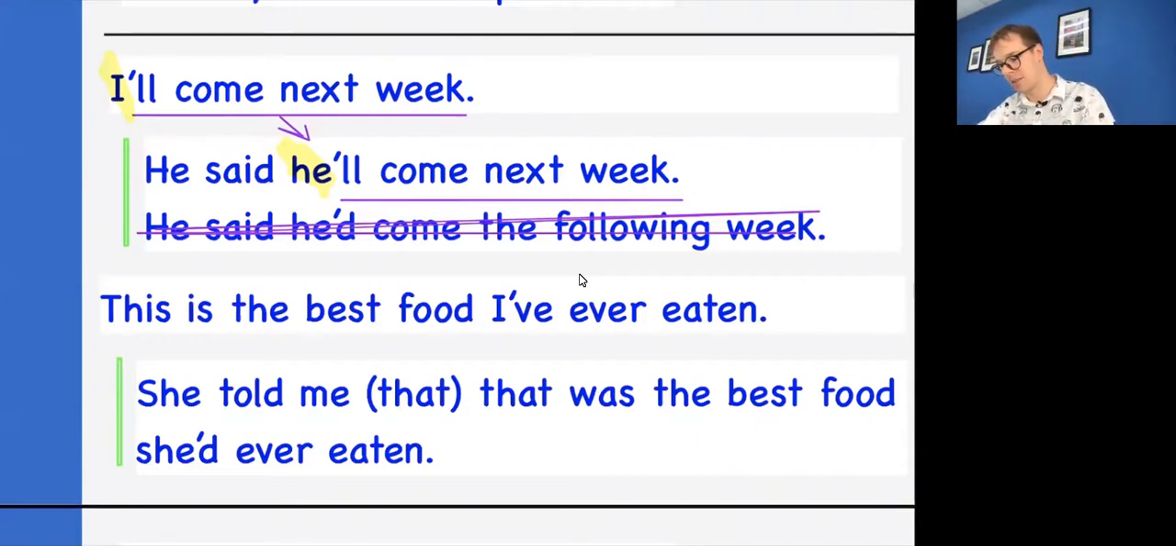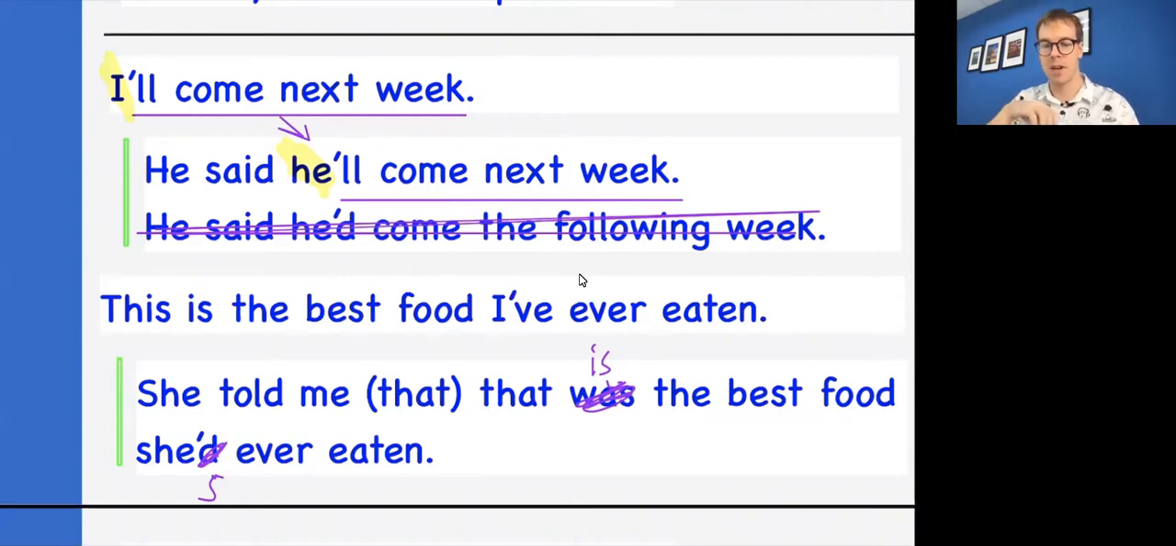If I say, this is the best food I've ever eaten, right? Same thing. This one I changed the is to was. I don't have to do that, right? So that is the best food he's ever eaten, right? I ignored the tense change because it's something that I still believe is true, right?